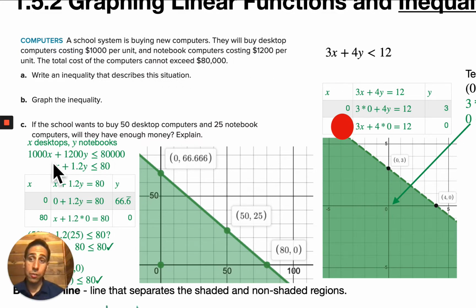But once I pull together all these things, the numbers that I just said, and the X and the Y, you can see that 1,000x is the amount of money you're going to spend in desktops, and 1,200y is the amount of money you spend in notebooks. And when you add those up, the total cannot exceed $80,000. It can be equal to 80,000, and it can be less than 80,000, but it can't be more than. So this is my inequality right here, and I wouldn't have done it if I hadn't been able to write down my knowns and unknowns.